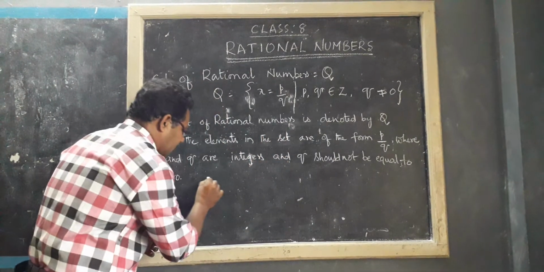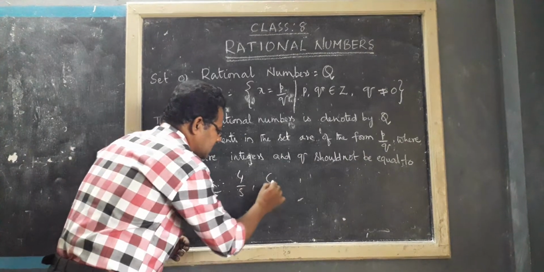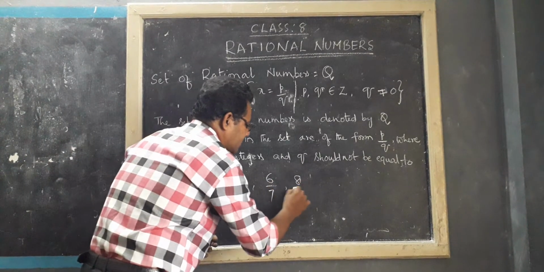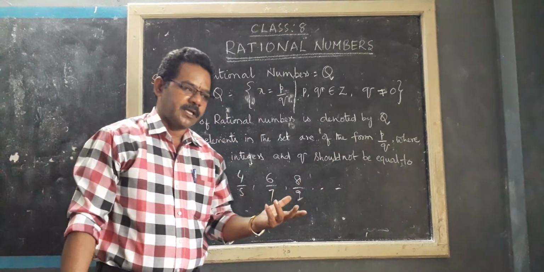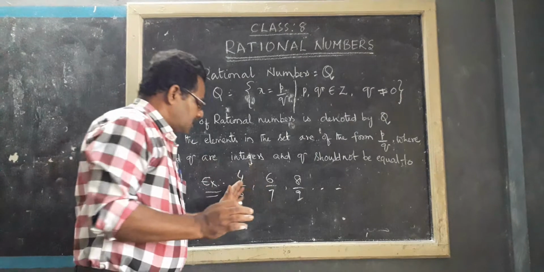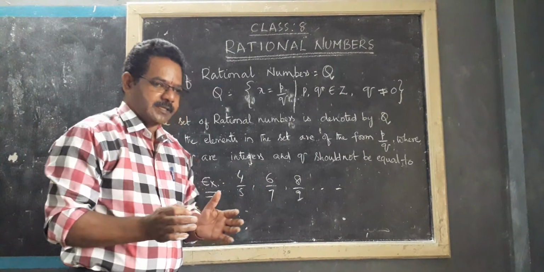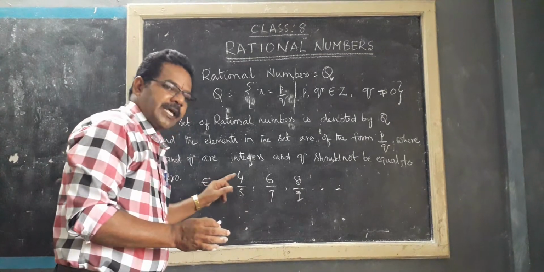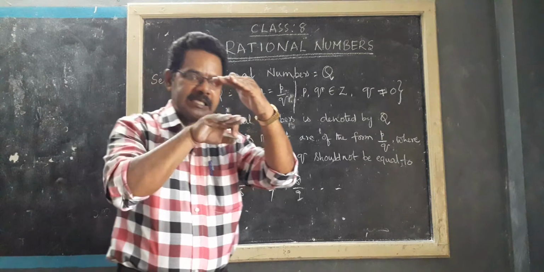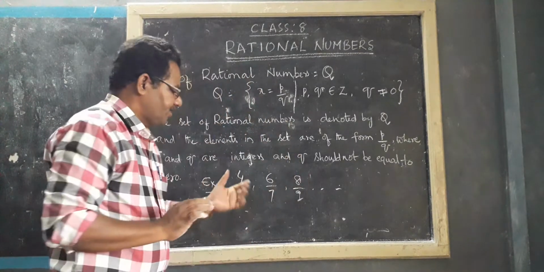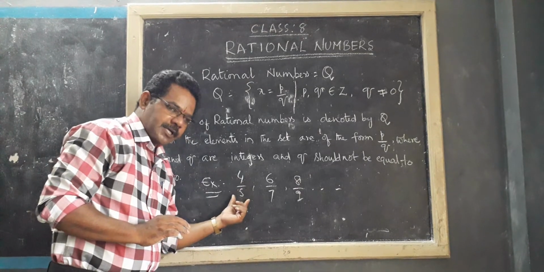For example, 4 by 5, 6 by 7, 8 by 9, and so on. There are unlimited fractions like this. In your childhood you learned about fractions. A fraction has a numerator and a denominator, separated by a 'by'. So we call this 4 by 5, where 4 is the numerator and 5 is the denominator.